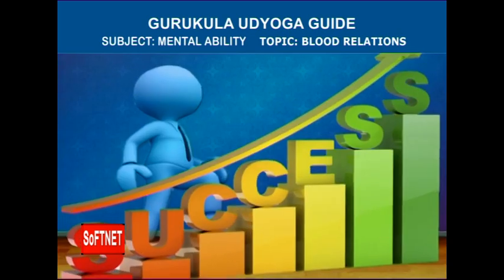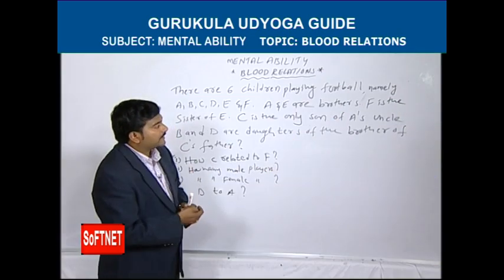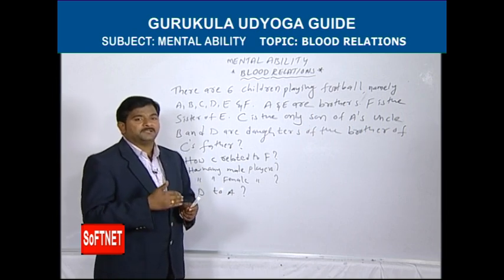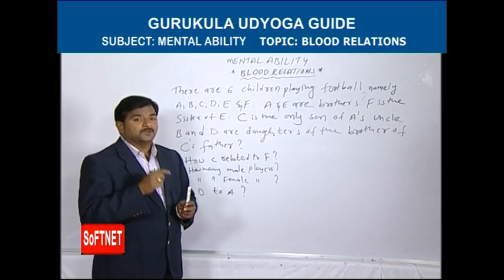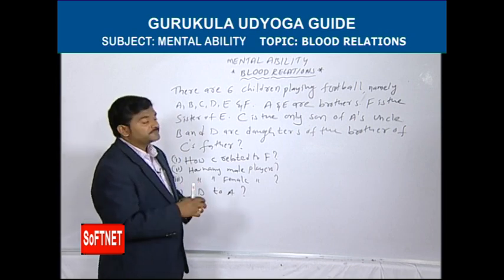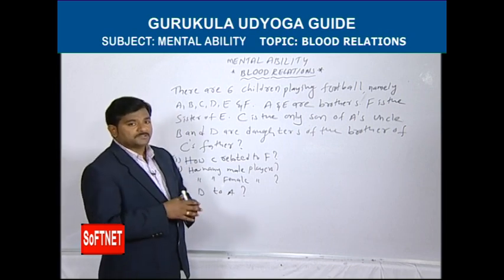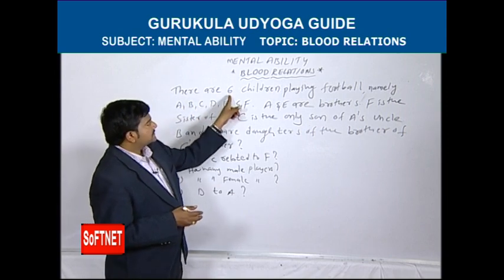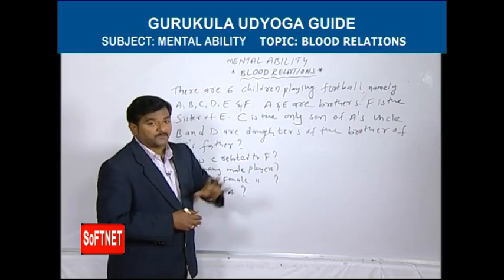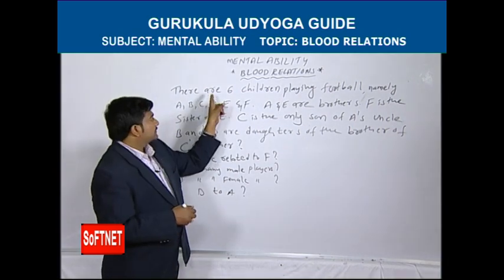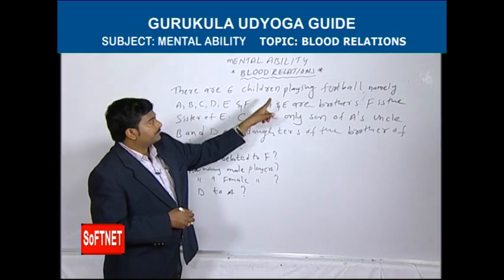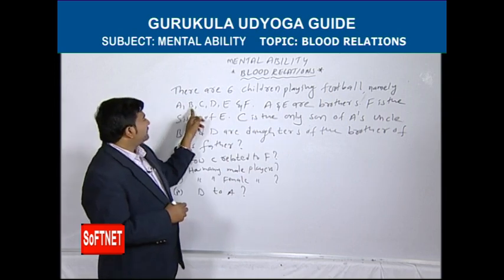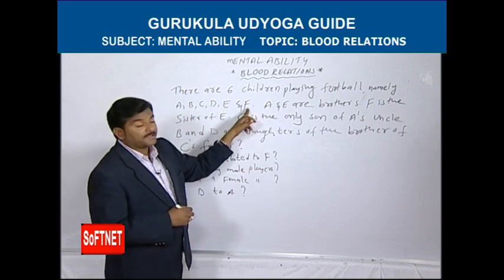Now we'll take one more question. This question is an example for family relations. What I just took was for coded relations. This is for family relations. Now we will see how the question is. Observe here. There are 6 children playing football, namely A, B, C, D, E and F.